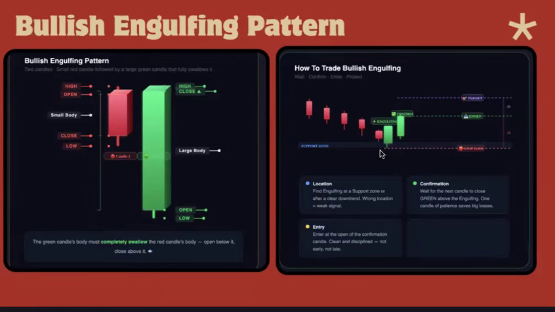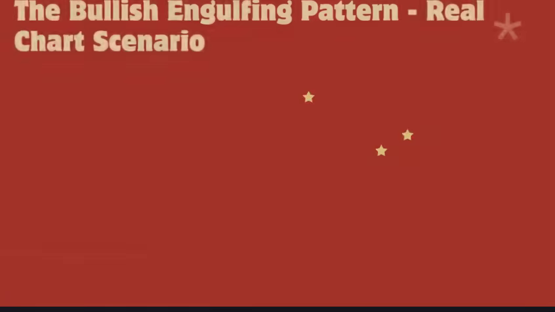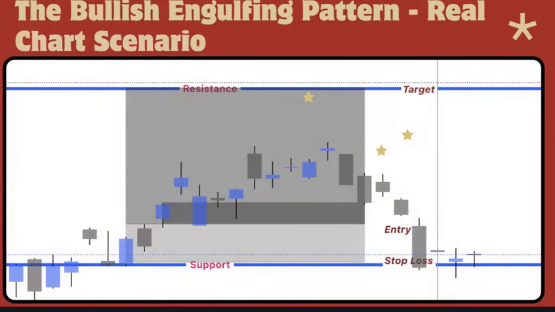Location: bullish engulfing must appear at the support. Confirmation: wait for the confirmation of the next green candle, which closes above this engulfing. Enter at the close of this candle or the pullback, and your target is your next resistance. Let's look at the chart.